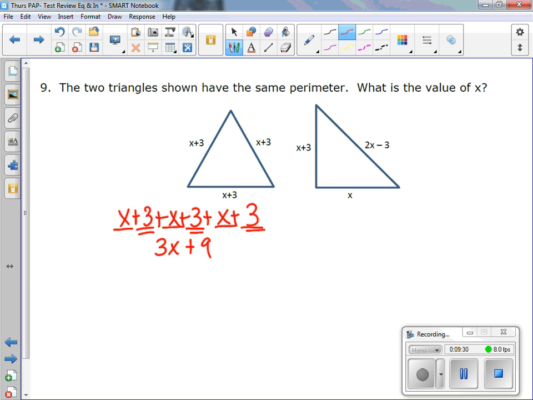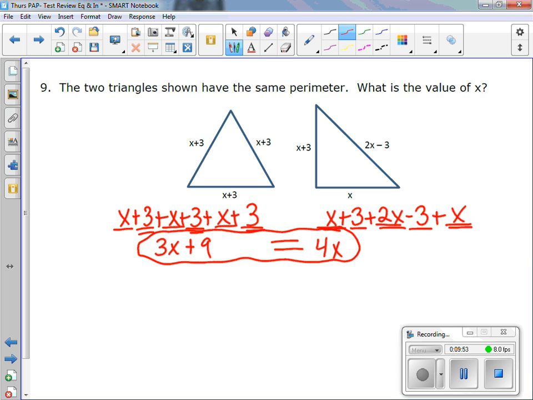Now it said that perimeter was the same as this perimeter. So again, I'm going to find the perimeter by adding them all up and simplifying. x, 2x, that means I'm at 3x, and 4x, 3, negative 3 is nothing. So basically what I have now is this equation. How do I solve this equation? Well, I'm going to move my 3x to the other side, so it's with the other x's, and I've got 9 equal to x. So my answer is x equals 9.